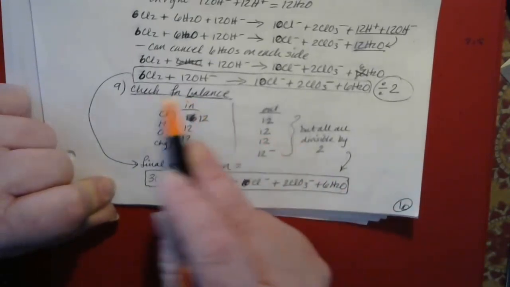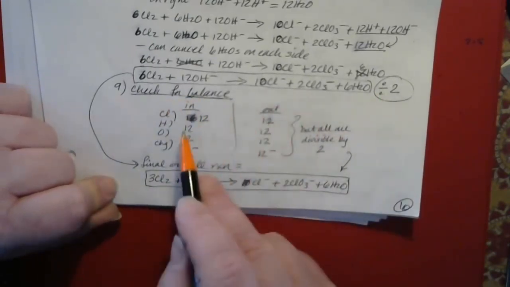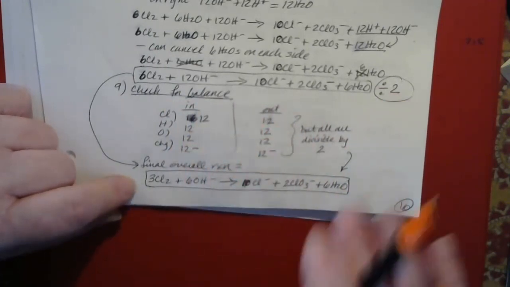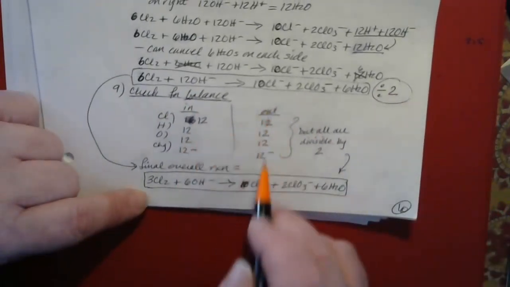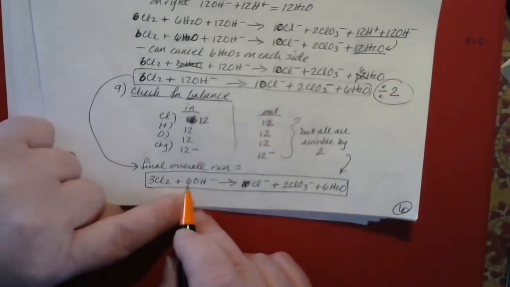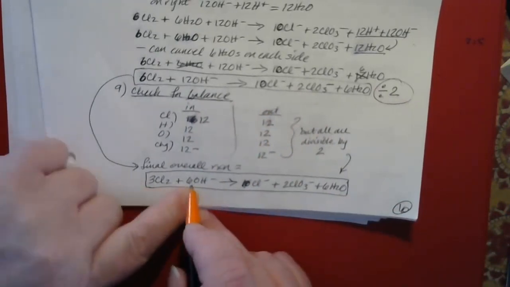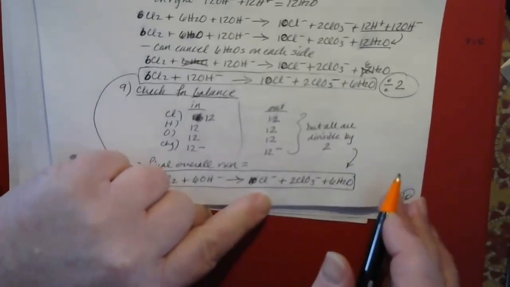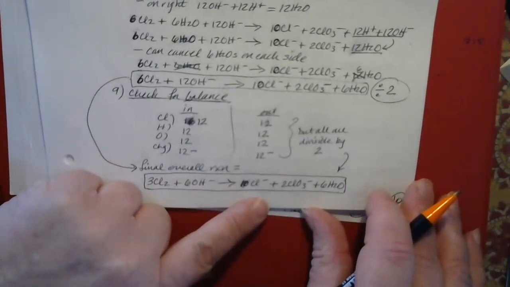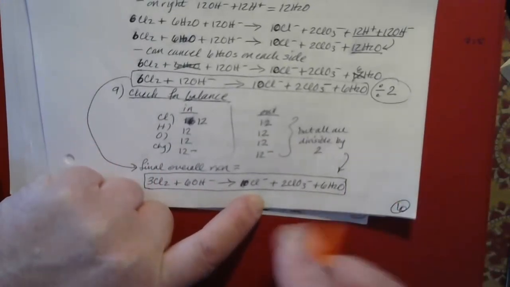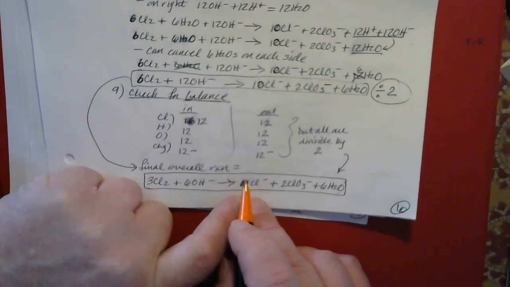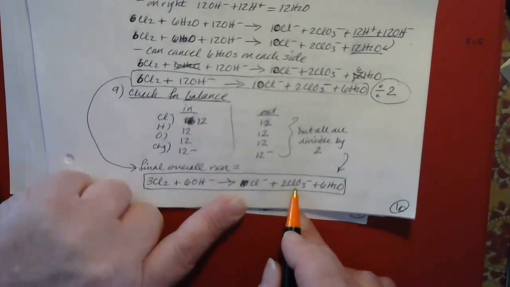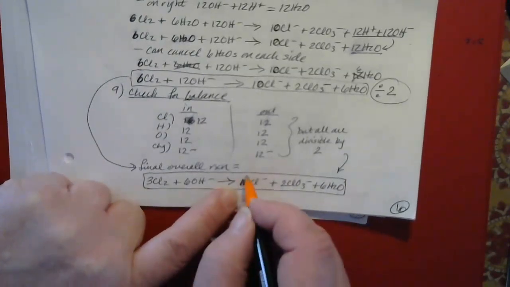I actually checked for balance before I divided by 2, but you can see everything balances out. Only it would be 6 and 6 and 6 and 6 and 6 and everything down the line after dividing by 2. And the charge balances also. We have 6 negative 1s for a charge of negative 6 on the left-hand side, and on the right-hand side, we have, hang on, 10 Cl minus plus 2 Cl, no, that's still, yeah, because I didn't divide those by 2.